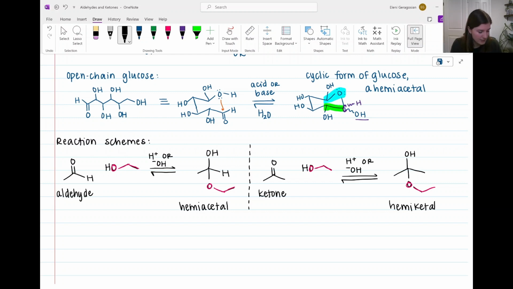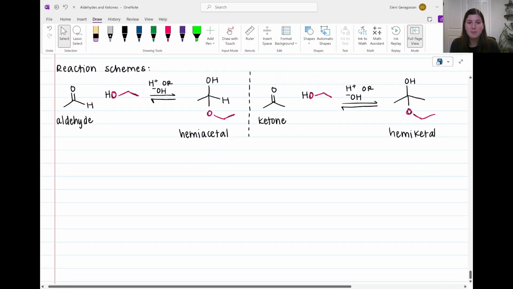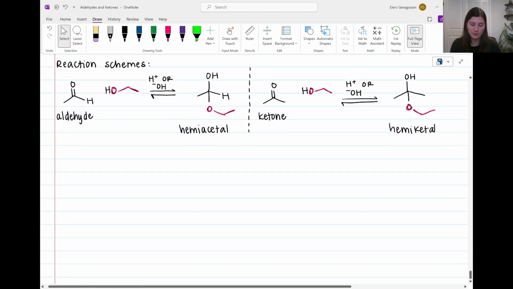We'll do the mechanism for a hemiketal, but it's the same mechanism whether you're starting with an aldehyde or a ketone. We just get a different product because of the hydrogen that's present in an aldehyde, not present in the ketone.